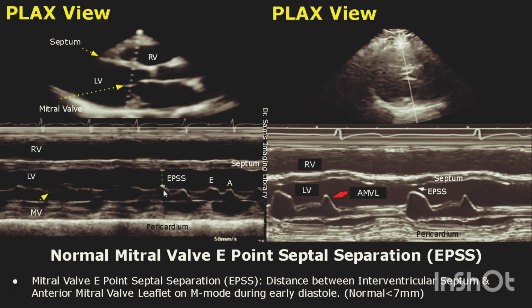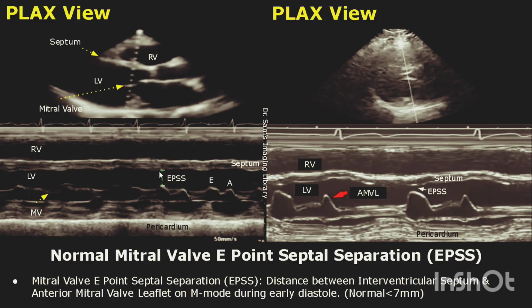The first wave is the E point. The E point is the upward deflection of the mitral valve leaflet during diastole. The second wave is the A point, which is the deflection of leaflets during atrial contraction. The distance between the E point and the septum is the E point septal separation or EPSS. We have to measure this distance.